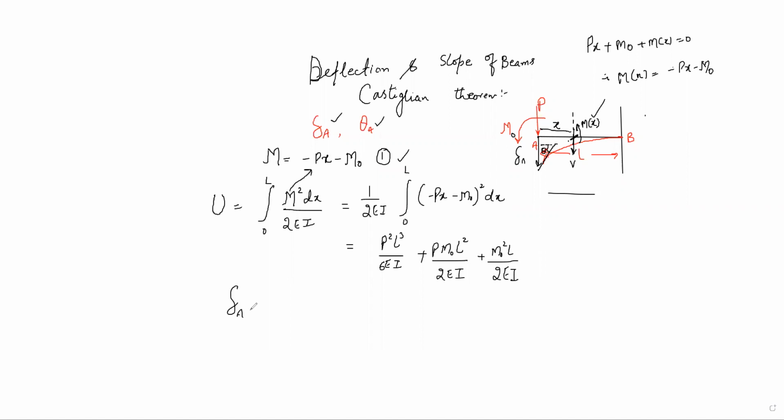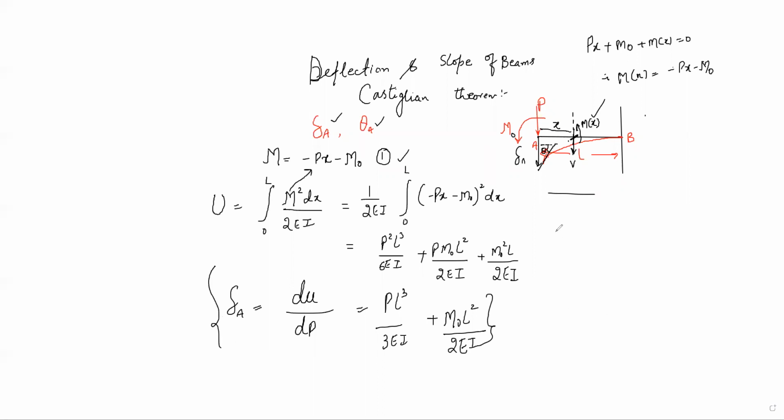Deflection at point A, delta A, will be equal to dU by dP. That is differentiation with respect to P. So that becomes equal to PL cubed by 3 times EI plus M naught L squared divided by 2 times EI. This is the deflection at point A. This is the value of deflection at point A.